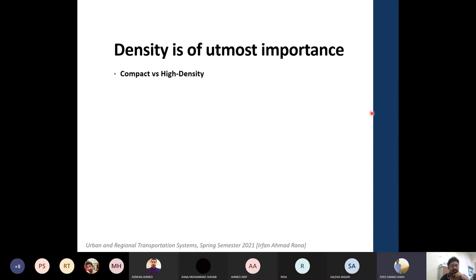Okay, so a compact city is basically also a kind of high density, because you are limiting the spaces, so you are opting for the higher density. Yes, Shahria?